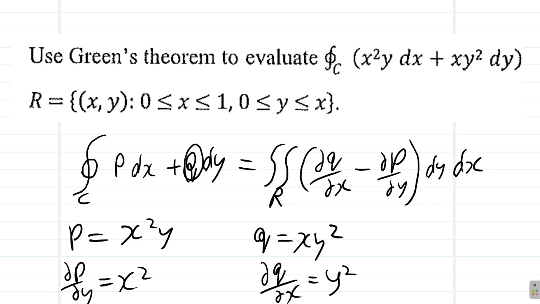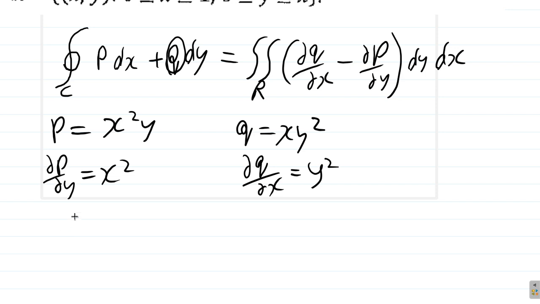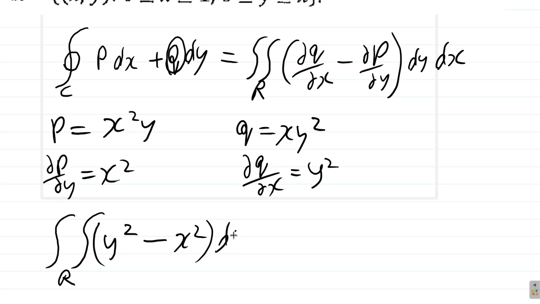Now, that means you're going to do a double integration around a region of partial q by partial x, which is y squared, minus partial p by partial y, which is x squared, dy dx. It could be dx first and then dy, but I usually prefer doing dy first and then dx, since doing dx first would require transposing an equation.